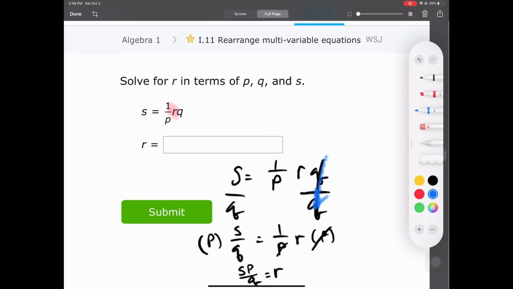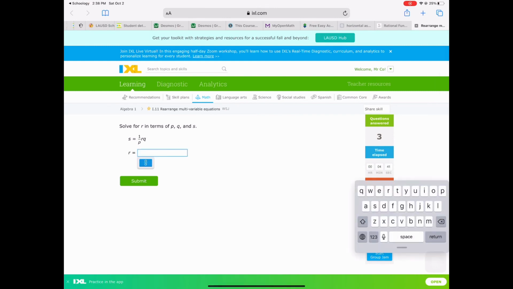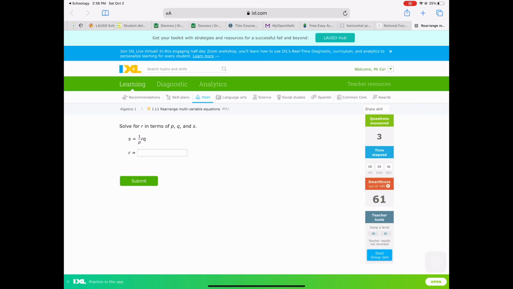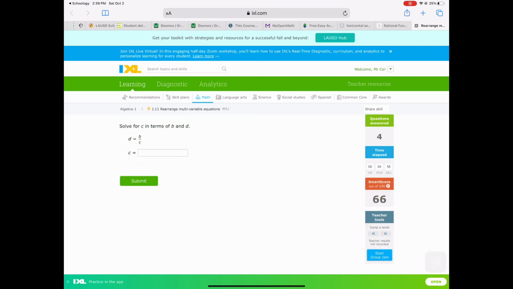So let's go ahead and write that. So the Q's divide out, and we move that Q over to the other side, and then we got rid of the P by multiplying P to both sides, so that the R is now by itself. Okay, let's go ahead and write that. R is equal to, let's write the fraction symbol, SP, and we're going to divide that by Q. Right, and that's it. Okay. Hopefully that's helpful.